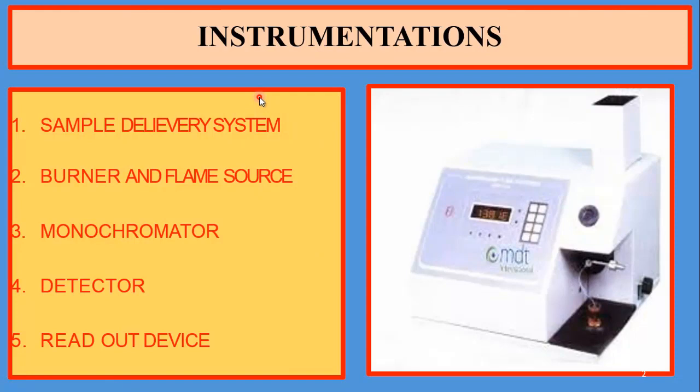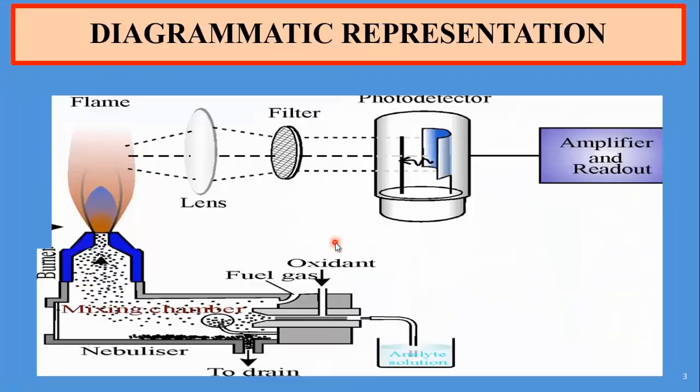Now, the components of atomic emission spectroscopy. First one is the sample delivery system, then the burner and flame source, monochromator, detector, and the last one is the readout device. This is the diagram of how the spectrophotometer looks. Diagrammatic representation.